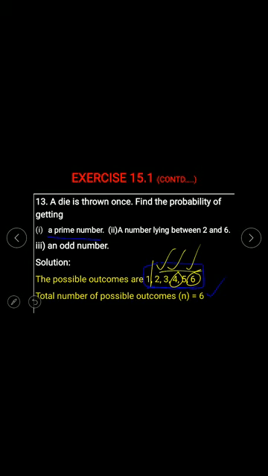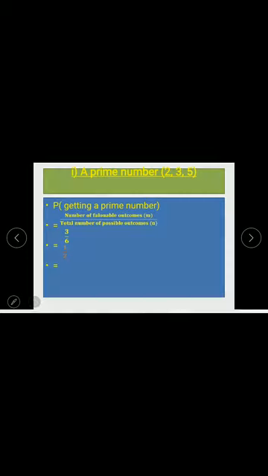To find the probability of getting a prime number, how many favorable outcomes are there? 3 are there. Write the formula. Probability of getting a prime number is equal to number of favorable outcomes by total number of outcomes. Number of favorable is 3, so 3 by 6. Cancel by 3: 3 ones are 3, 3 twos are 6. That means the answer is 1 by 2.